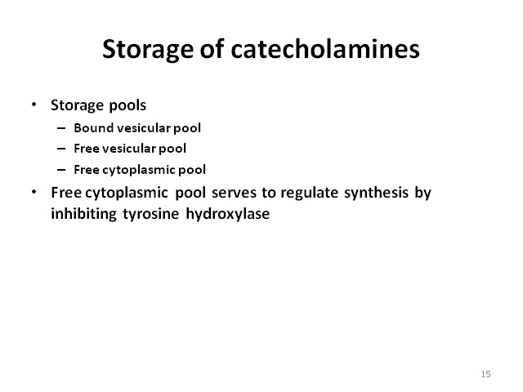Now, once we have the formation of the transmitter, let's talk about how it's stored. And this is discussed on slide 61. Basically, in the vesicles, you have three pools of transmitter. You have the bound vesicular pool, which is actually bound to the inside of the vesicle. You have the free vesicular pool, which is floating around inside of the vesicle. And then the third pool is actually outside the vesicle. It refers to the norepinephrine or dopamine or epinephrine that's actually in the cytoplasm, and that's called the free cytoplasmic pool.